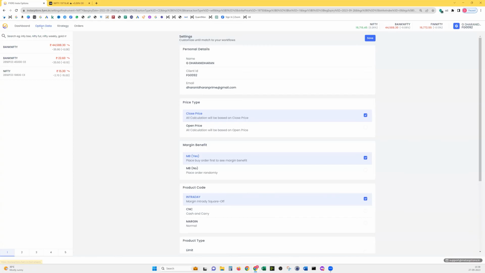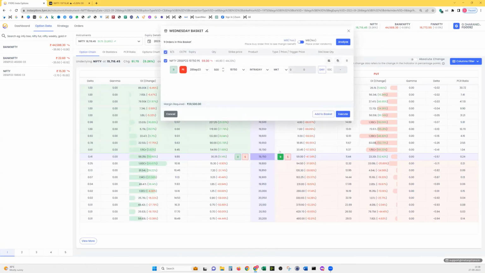So on the option data, let me just go ahead and buy this leg and sell this leg. Now what happens? It first fires the buy order. Once it fires the first buy order, then it places the sell order. It is going to have a margin benefit and it is going to need only 35,000 rupees of margin. And if the sell order were executed first, then it requires 1,10,000, which directly results in rejection of the order.